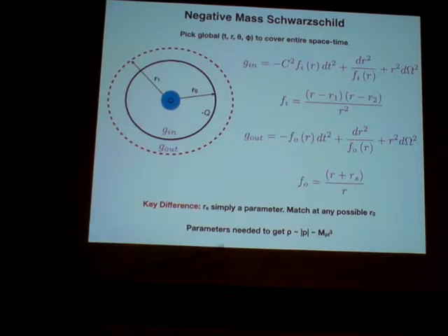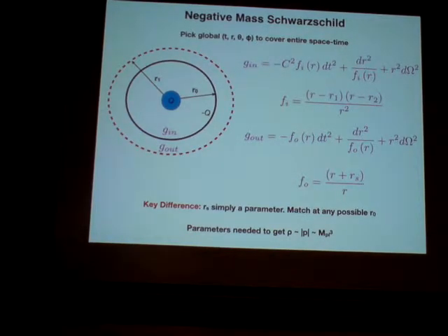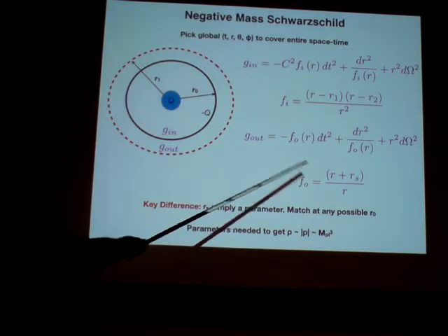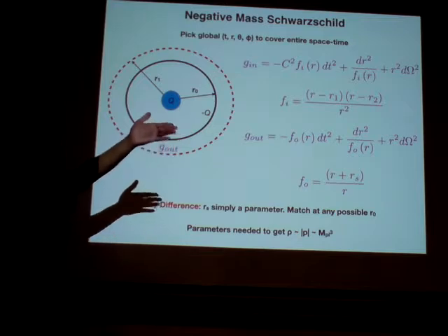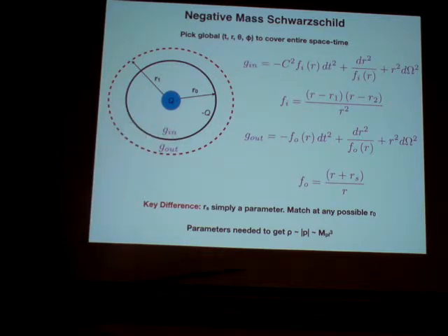So the key difference between this matching and the matching we did in the case of the inner horizon of the Reissner-Nordstrom black hole and the Schwarzschild horizon is the fact that this parameter RS for the negative mass solution is simply a parameter. There's no horizon or anything over there. It just tells you this is the negative mass that you have. Okay? So you can basically think about doing this matching at any value of R0. There's no specific value you want to choose. Right? There's no motivated choice.